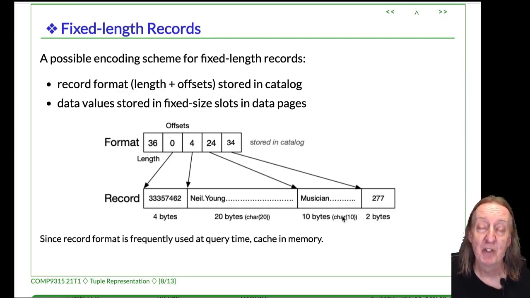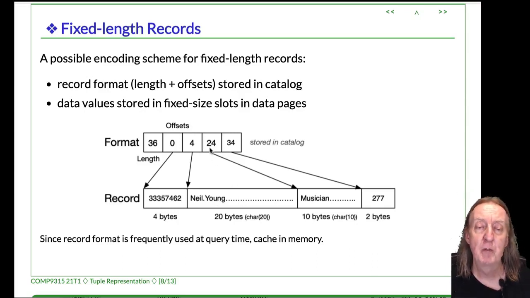The original definition had varchar, so it wasn't a fixed length record. But if we'd actually written those name and job fields as char 20 and char 10 rather than varchar 20 and varchar 10, then we would have had a fixed length record.